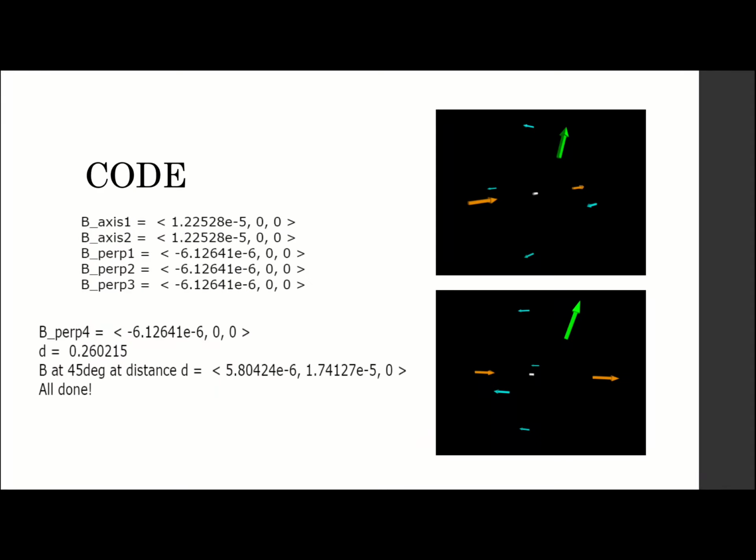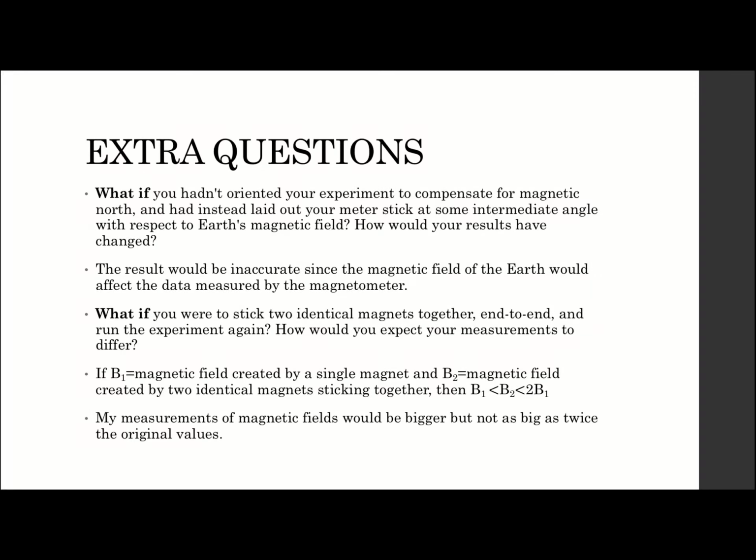This slide shows the values returned by the calculations of the code. In the 2 pictures, the green arrow shows the direction of the magnetic field at 40 degrees from the axis, and the 2 orange arrows show the magnetic field on axis. So apparently the 4 blue arrows represent the magnetic field that is perpendicular to the bar magnet. There are some extra questions for me to answer here.